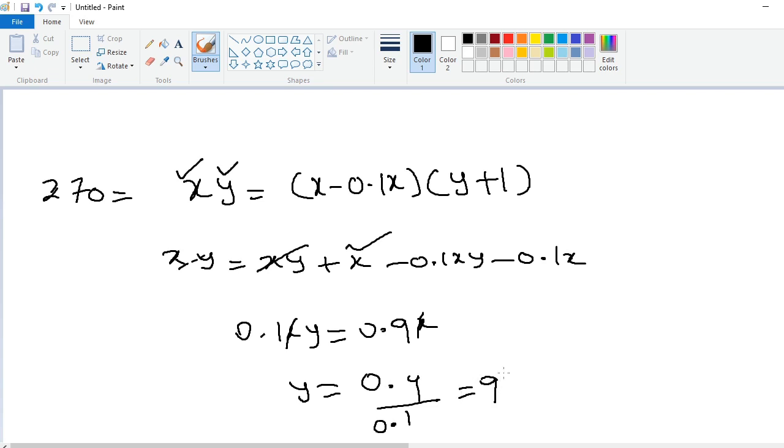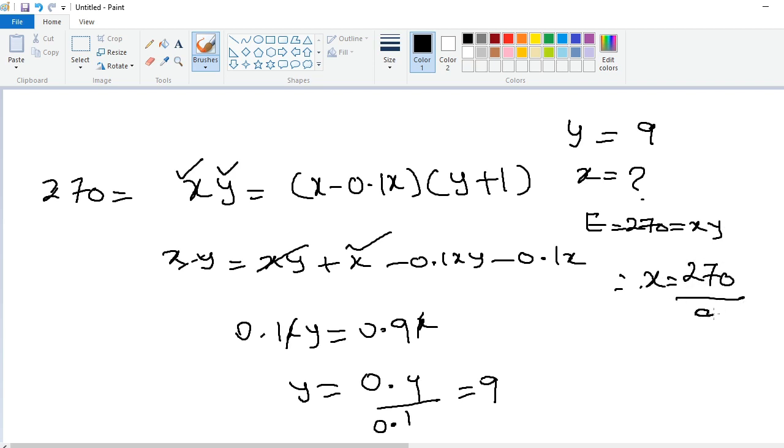Y is the quantity, 9 kgs. X is the price of the sugar, and expenditure is 270 rupees, that is equal to xy. Therefore x, the original price of sugar, is equal to 270 rupees by 9, that is equal to 30 rupees. This is the original price of the sugar. In this way questions are asked in competitive exams on percentage problems.